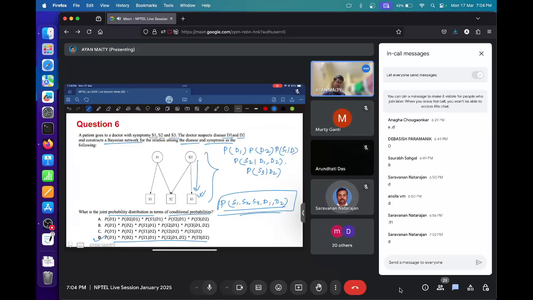So first you have to individually write down the probability of those random variables which are not dependent on any other variables. They don't have any incoming edges, D1 and D2. So you can simply write those variables like this: probability of D1, probability of D2. Now for the other variables, you have to consider the variables which it is dependent on. S1 is dependent on D1 only, so probability of S1 given D1. S2 is dependent on two variables D1 and D2, so probability of S2 given D1 and D2. And finally S3 is dependent on D2, so probability of S3 given D2.